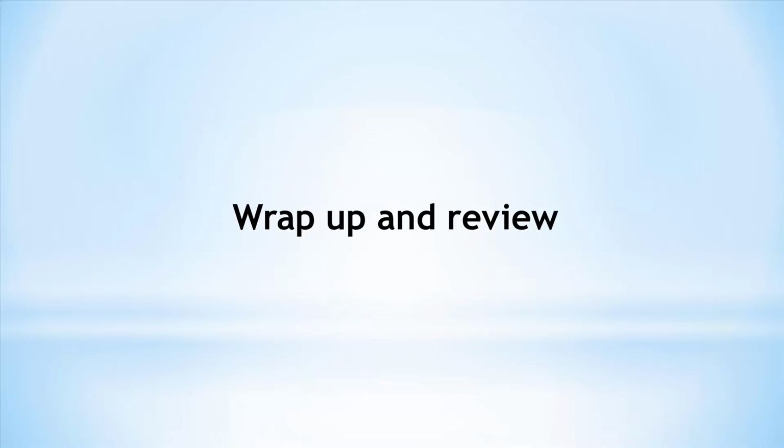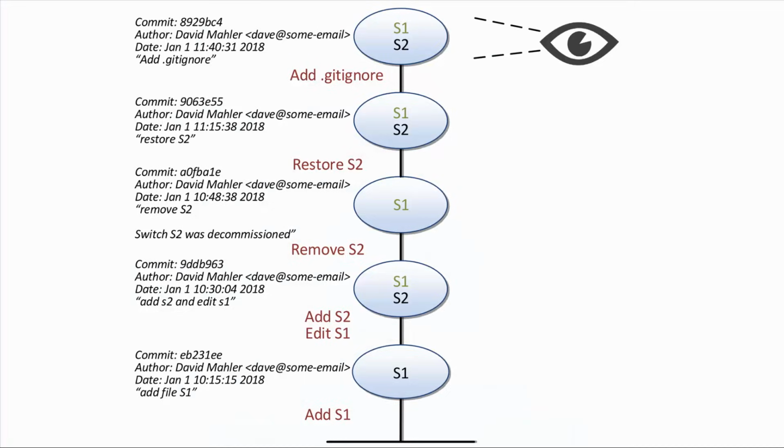Wrap up and review. Let's wrap up here by doing a quick high-level review of what we've accomplished through one final look at our diagrams. The git commit graph shows our history of commits. Our first commit was here at the bottom when we added S1. Our last commit was a moment ago when we added the .gitignore file.